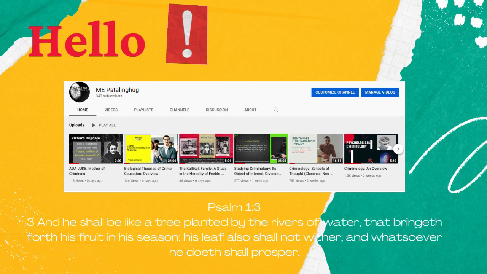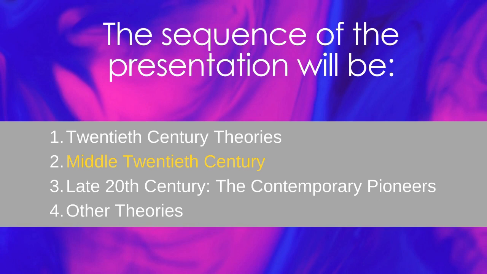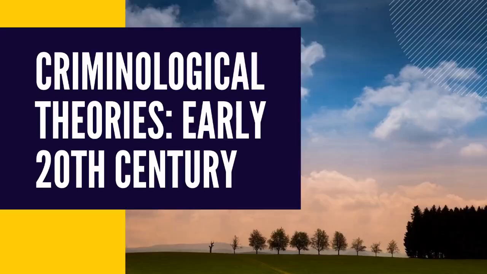In today's video we will deal with the early theories that explain why crime exists. The sequence of the presentation will be: first, early 20th century theories; second, middle 20th century; third, late 20th century; fourth, the contemporary pioneers; and other theories. Early 20th century theories.